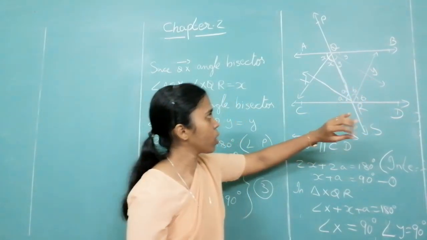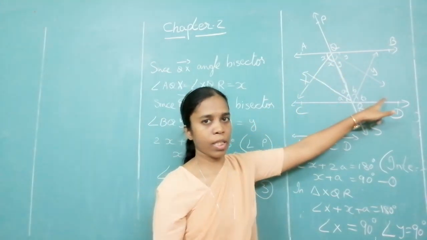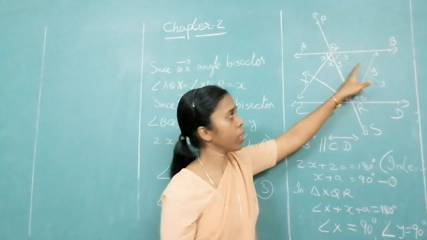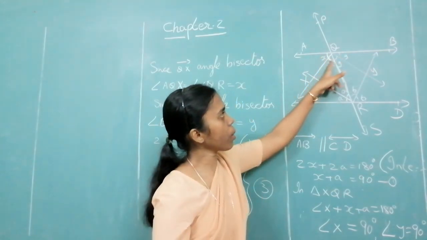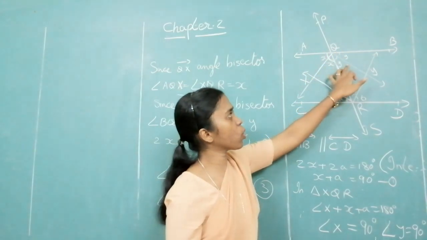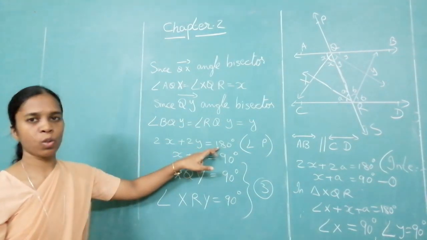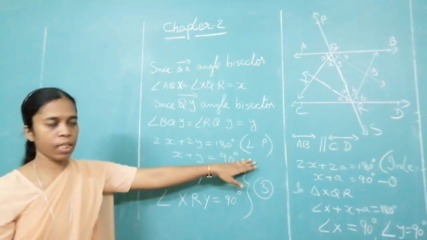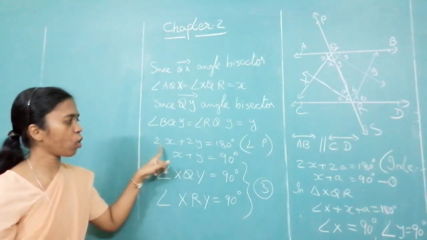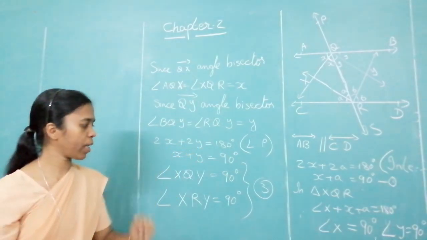Now, you know that this is an angle bisector. So if this is x, this is x, this is y, this is y. Look at this entire angle. What type of angle is this? This is a linear pair. So I can say that 2x plus 2y is equal to 180 degrees. Reason: linear pair. Taking 2 common, it gets cancelled with 180. So you get x plus y is equal to 90 degrees.